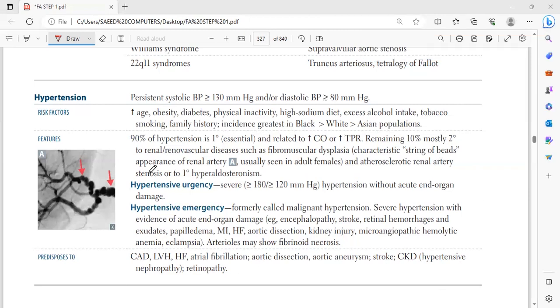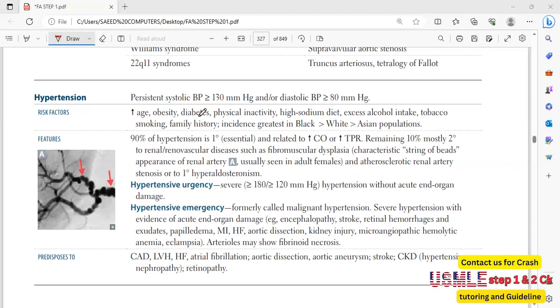Then risk factors: some of them are modifiable, others are non-modifiable. Increased age, obesity, diabetes. Diabetes is the worst risk factor for hypertension. This question can come: which one of them is the worst risk factor? That is diabetes. Also physical inactivity, high sodium diet, excessive alcohol intake, tobacco smoking.